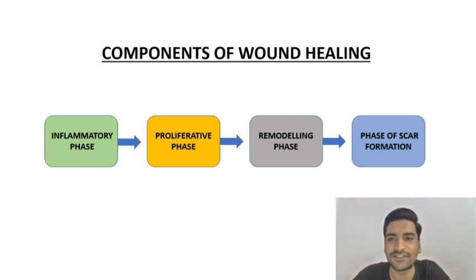So now, starting with the components of wound healing, there are mainly 4 components involved in the mechanism of wound healing, right? The first one is the inflammatory phase, the second is the proliferative phase, the third is the remodeling phase, and the fourth is the phase of scar formation. I hope all these phases are clear and you might have heard about them before also.